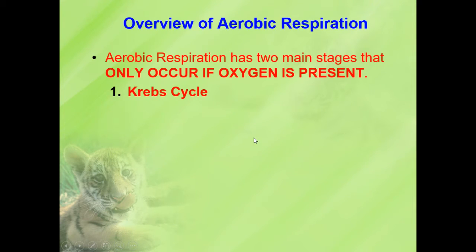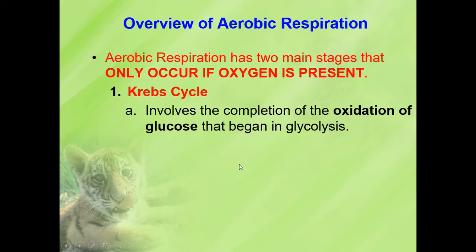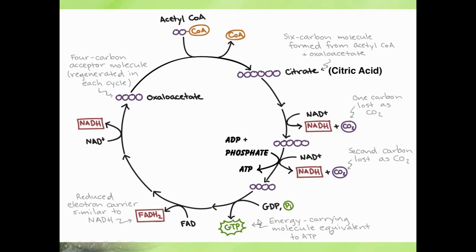So there's the Krebs cycle. That's the first one. And it involves the completion of oxidation of glucose that began in glycolysis. NAD plus is going to be reduced to NADH, just like it is when we go through the fermentations. Wow. That is the Krebs cycle. It looks huge and confusing. We'll try to break it down as much as we can.